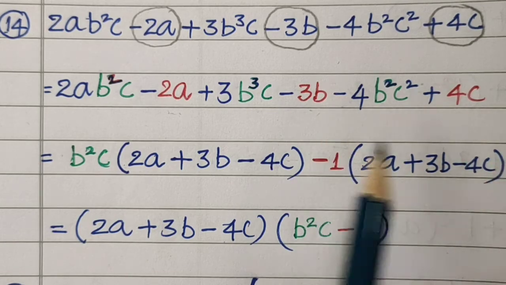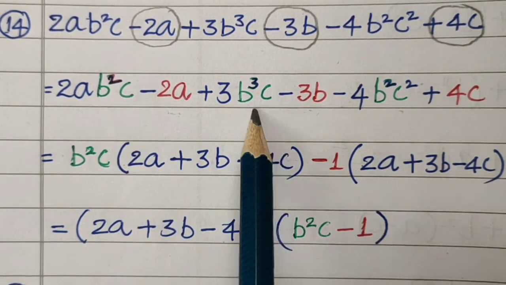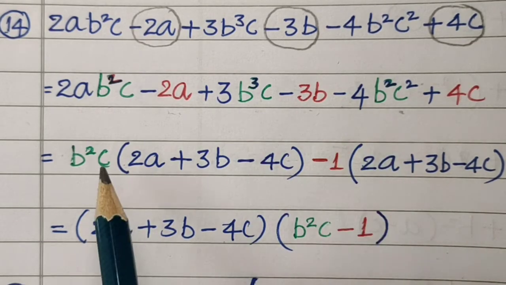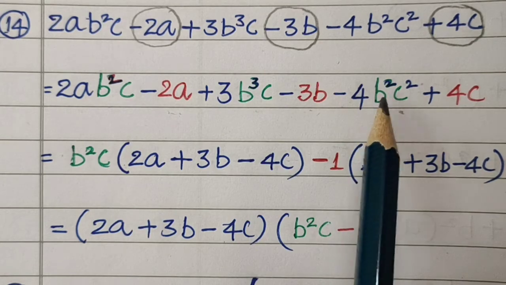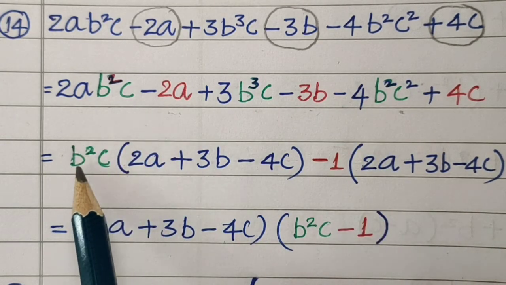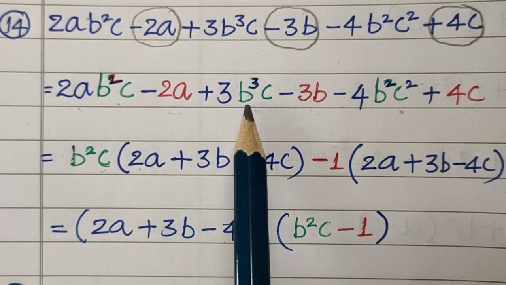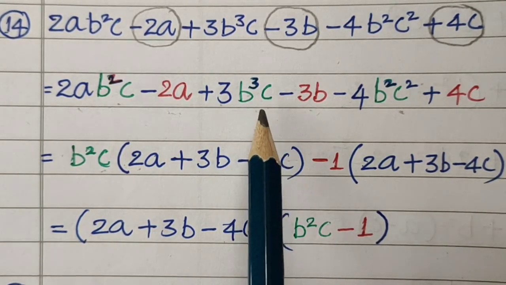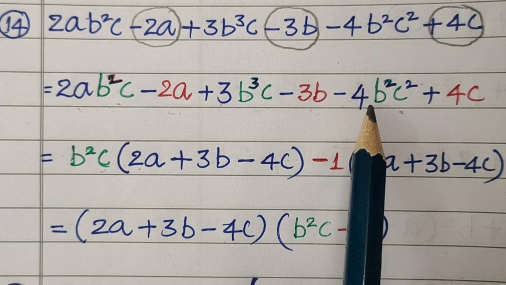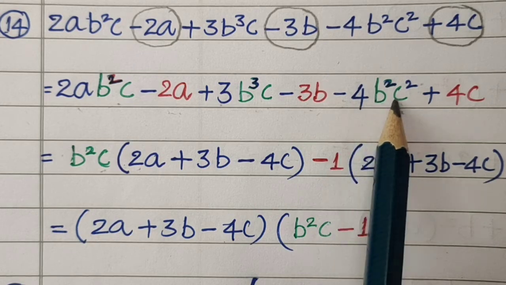Among the other three terms, if you observe, bc is common. We can take out b square c, because there is a b cube and a b square c. When you take out b square c, we are left with 2a, then 3b, and minus 4c.